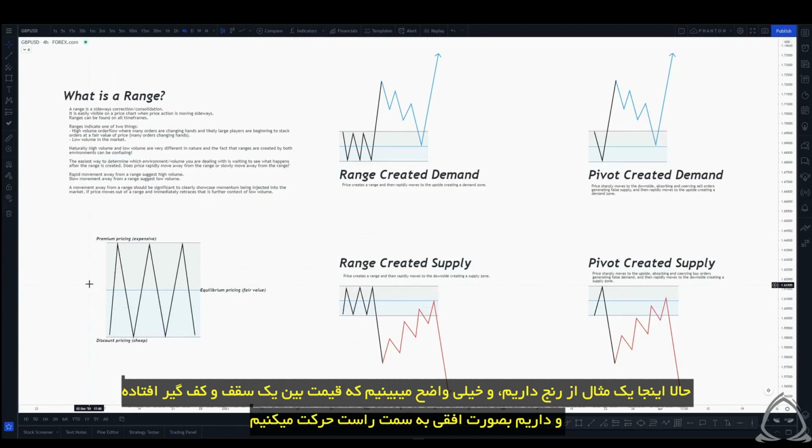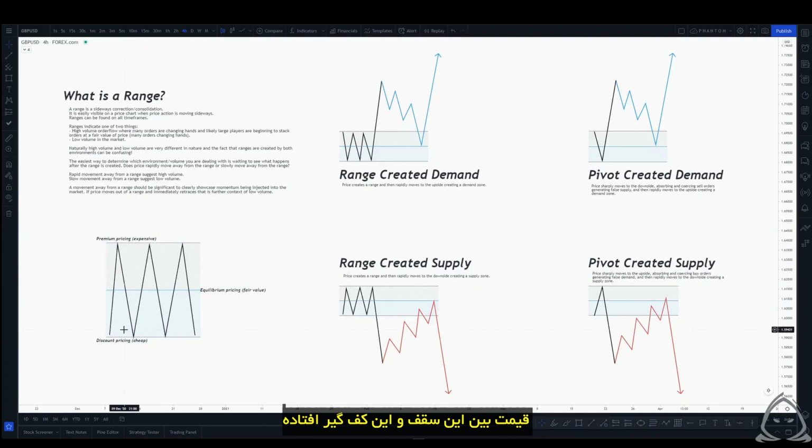So here we have an example of a range. And we can see quite clearly that price is trapped between a high and a low, and we're moving sideways to the right. Price is kind of contained between this high and this low.